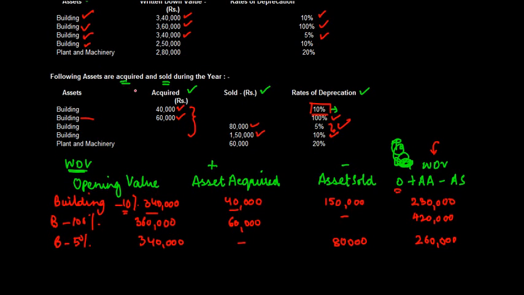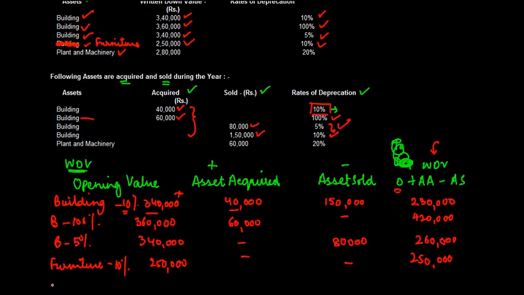Then fourth is again building, which has 10% depreciation. Right? So this building actually should have been added over here. It's my mistake. Or let's say this is not building. This is furniture. Right? So you have a block of furniture, 10%. Opening value is 2,50,000. Right? 10% depreciation. Anything acquired? No. Anything sold? No. Closing value is 2,50,000.